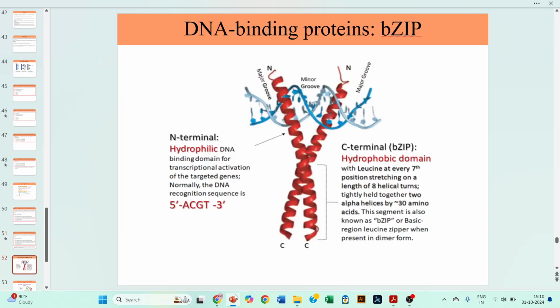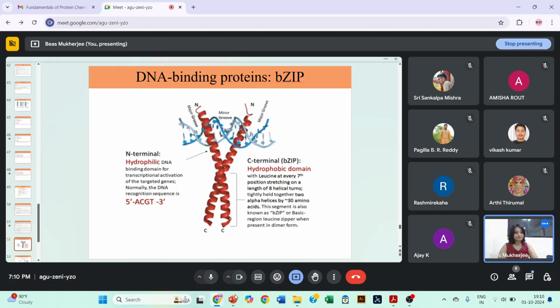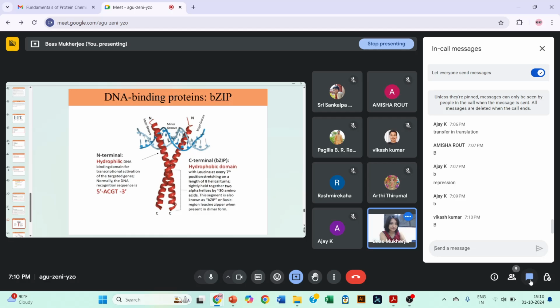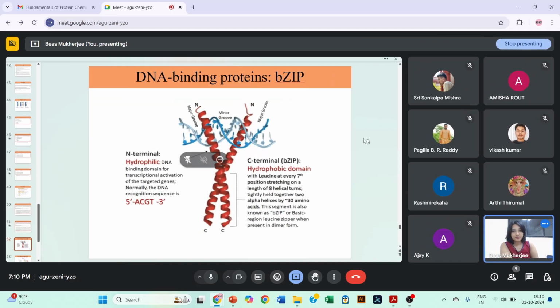Okay. Now we move on to the DNA binding protein motifs. So there are different motifs of DNA binding proteins. This is the last question for the day. There are very significant motifs which are seen in transcription factors. These are seen in DNA binding proteins.